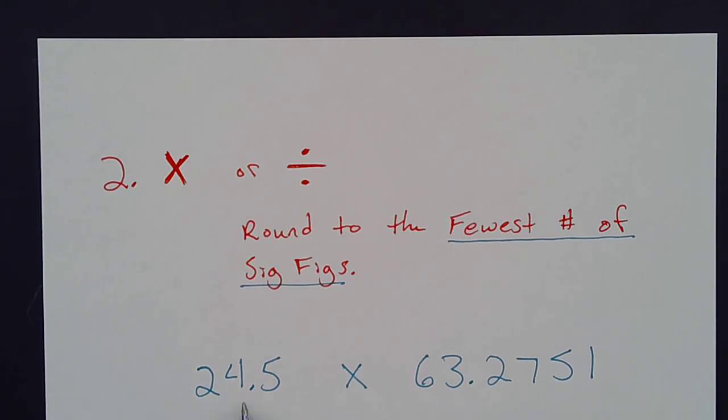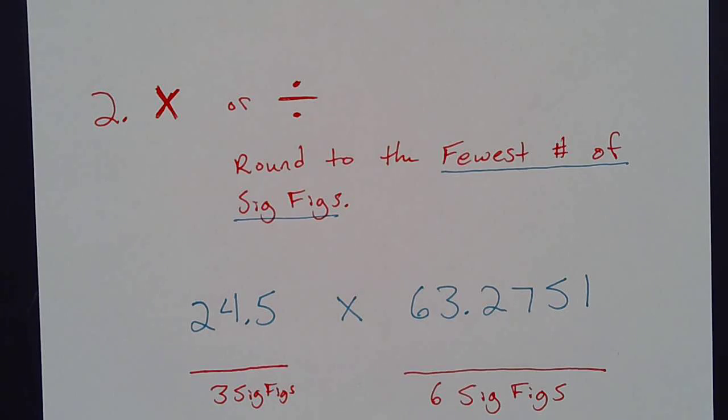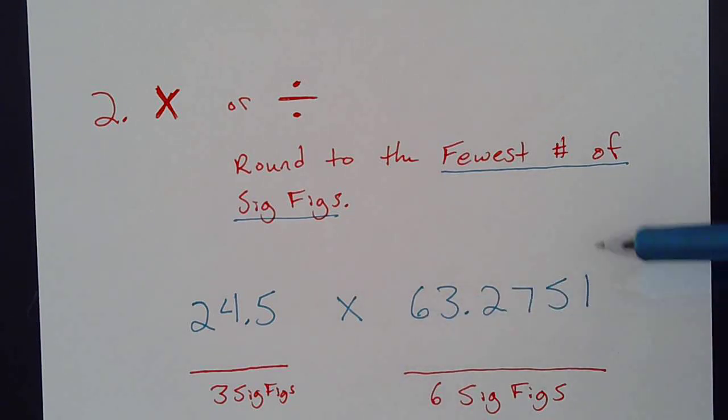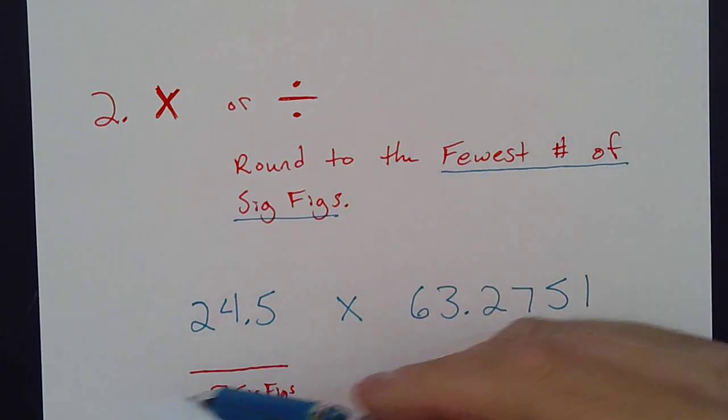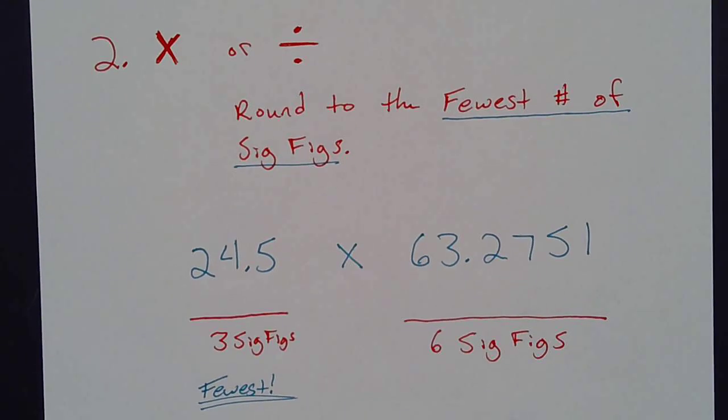So we've got 24.5 times 63.2751. The first thing I want to do is just identify how many sig figs each number has. So think about which ones you've got, right? The 24.5, there are 3 significant figures there. There are 6 significant figures here, right? They're only whole numbers. There are no trapped zeros, no trailing zeros with decimal points to worry about. No leading zeros, so we don't have to do too much head work on this one. And all we want to do is identify which one has the fewest number of sig figs, which in our case is that 24.5. That's our fewest.